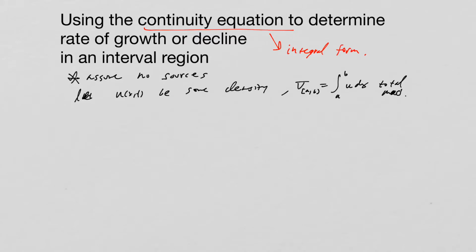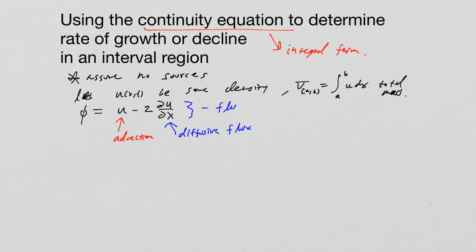And we're also going to have a flux rule, and this flux rule is going to be this: u minus 2 partial derivative of u with respect to x. Right, so here we have an advection term, and here of course we have a diffusion term. Okay, so this together is our flux rule.